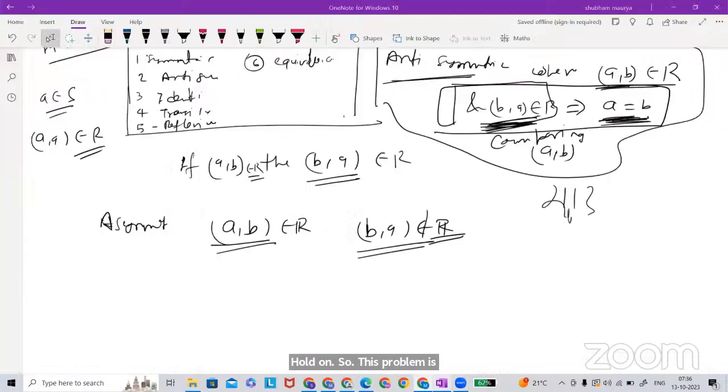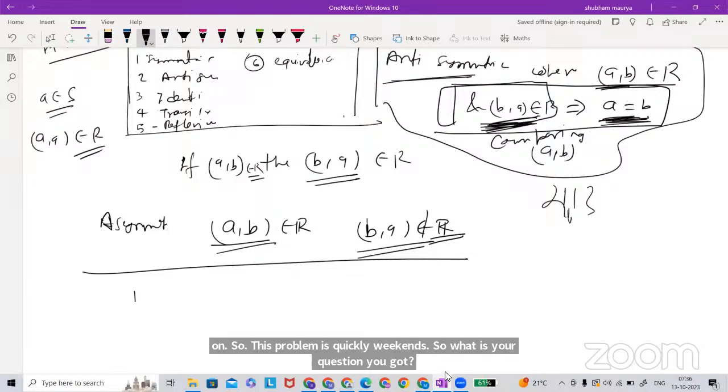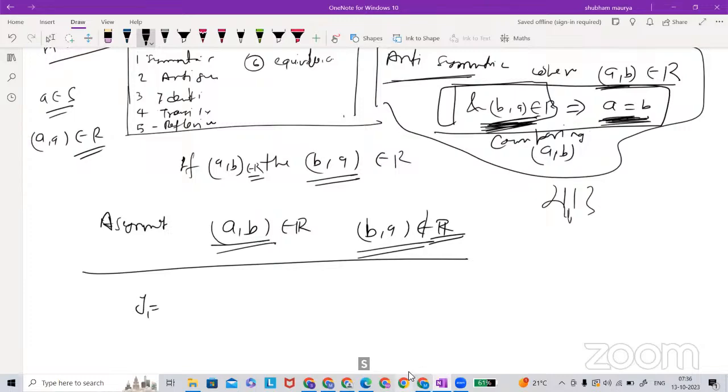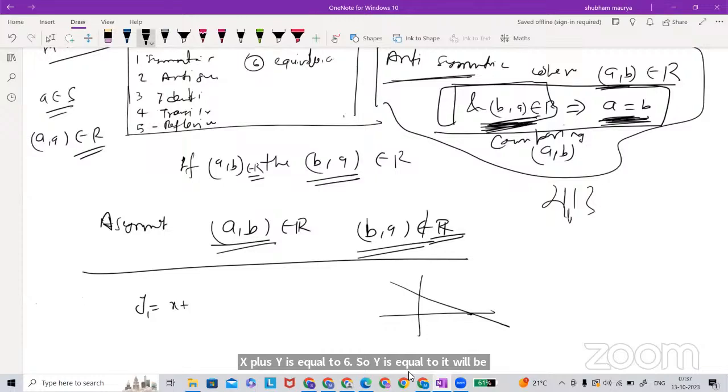So what is the equation you got? You can now help me to solve this problem. So Roshan, what is going to be Y1? Y1 is x plus y is equal to 6. So y is equal to 6 minus x, right? So here Y1 is equal to 6 minus x, correct?